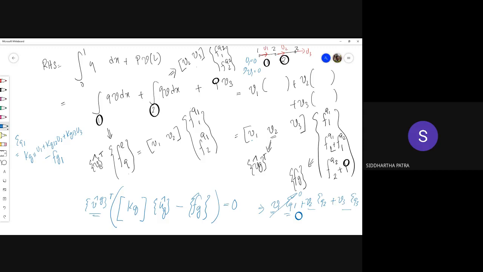For any arbitrary set of v2 and v3, this expression is 0, which means in my mind I can set v2 to be 0, then also this expression is 0, and I can take v3 to be 10, then also this equation is 0, which means equation 3 is 0. And I can also imagine that v3 is 0 but v2 is 10, which implies that equation 2 is 0.